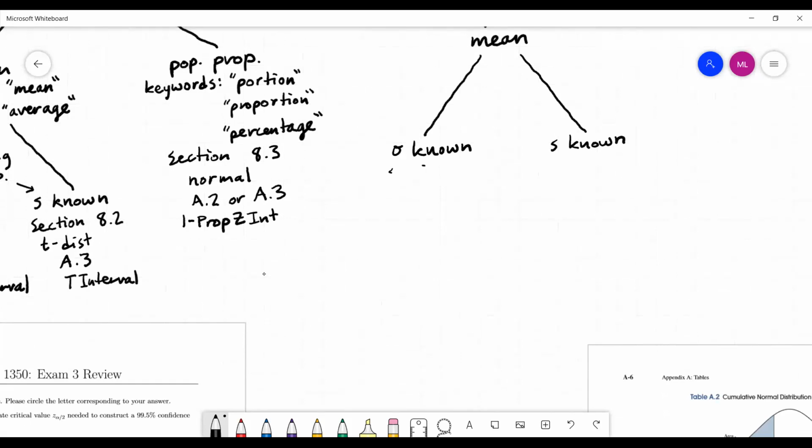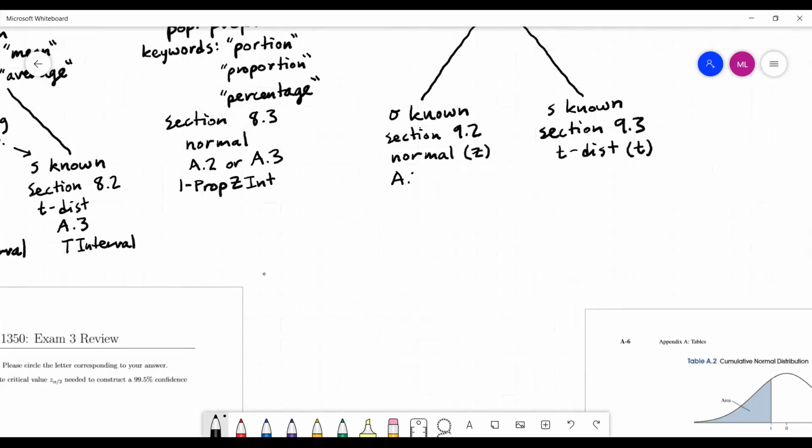These were section 9.2 and these were section 9.3. Similarly, these ones involved a normal distribution, so we're dealing with a z-score, and these ones were a t-distribution, so we're dealing with a t-score. So just to make that totally clear, normal goes with z, t-distribution goes with a t-score. So same as before, over here we're allowed to use tables A2 or A3 if they're helpful to us, whereas in this case, only table A3 is allowed.